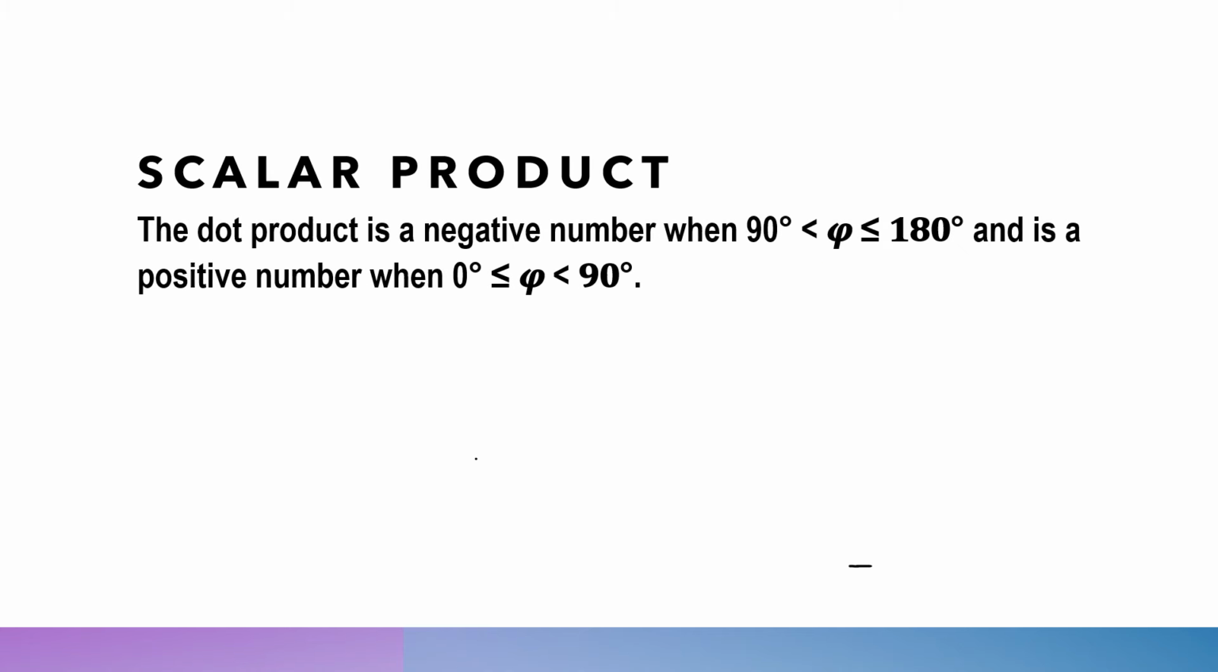The dot product is a negative number when 90 degrees is less than phi and phi is less than or equal to 180 degrees, and is a positive number when 0 degrees is less than or equal to phi and phi is less than 90 degrees.